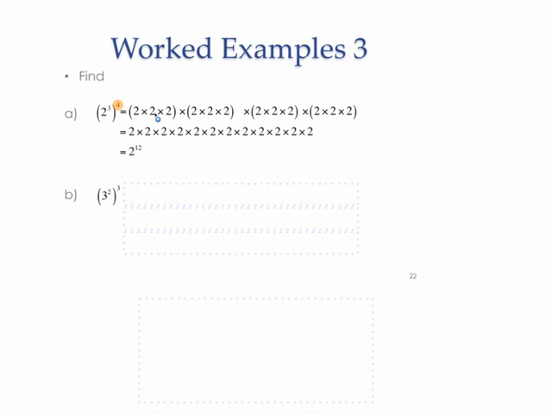So 4 lots of 3 is going to give me 12. 1, 2, 3, 4, 5, 6, 7, 8, 9, 10, 11, 12. So I've got 2 to the 12. So let's try the next one.